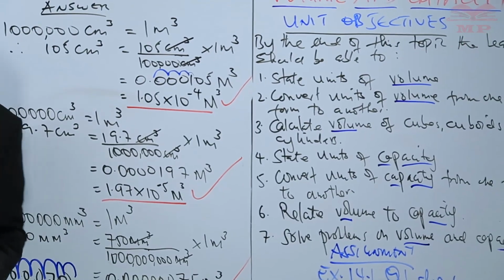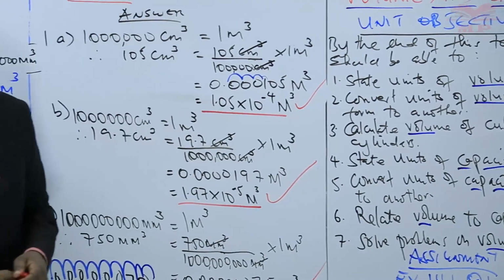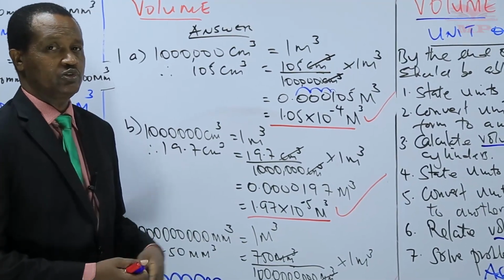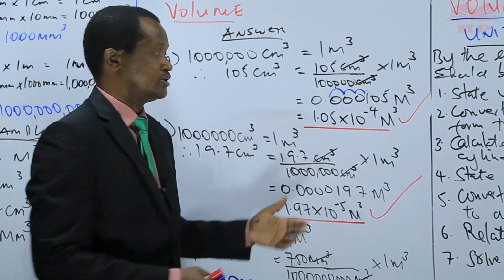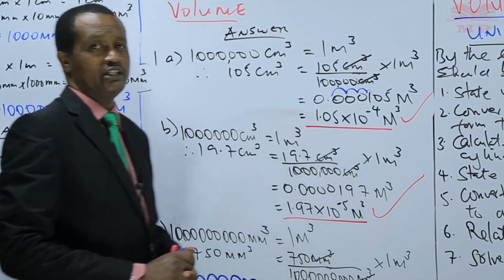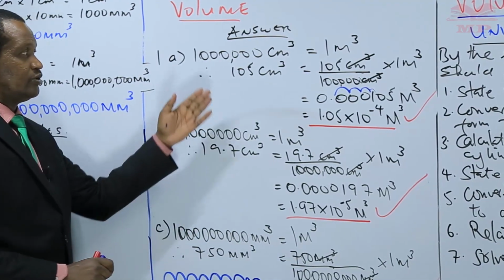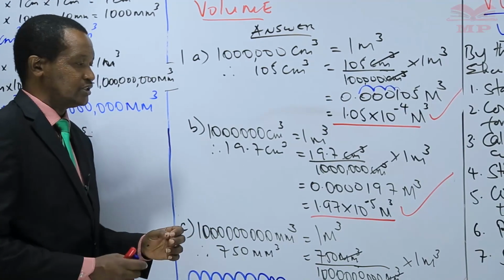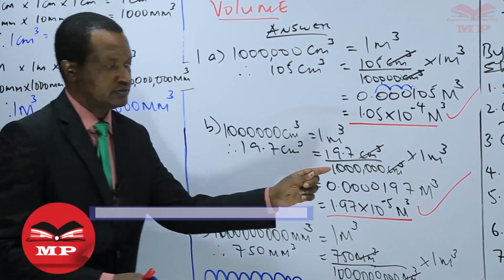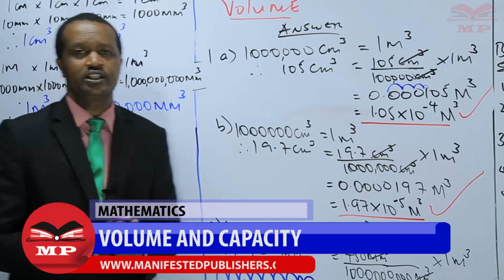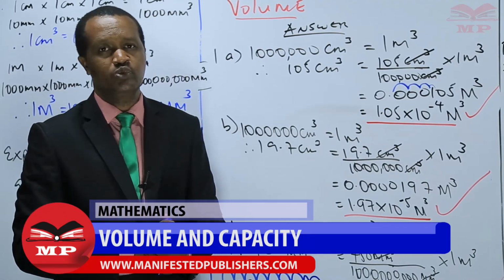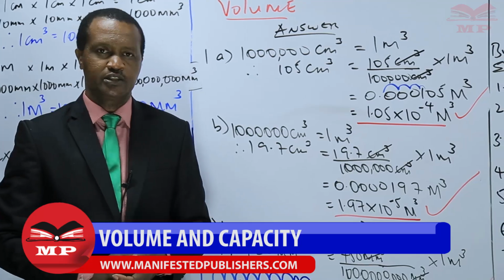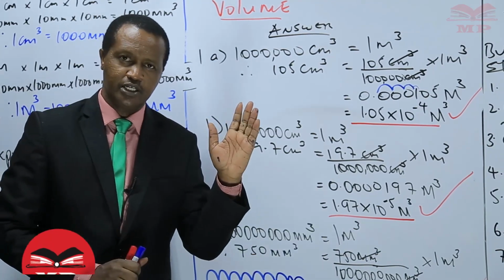Thank you for being attentive, learners. Go through this video once again, more than once. Write down the notes. See how I have converted the units from one form to another. Then attempt the assignment before attending our next lesson, where we continue with the topic volume and capacity.